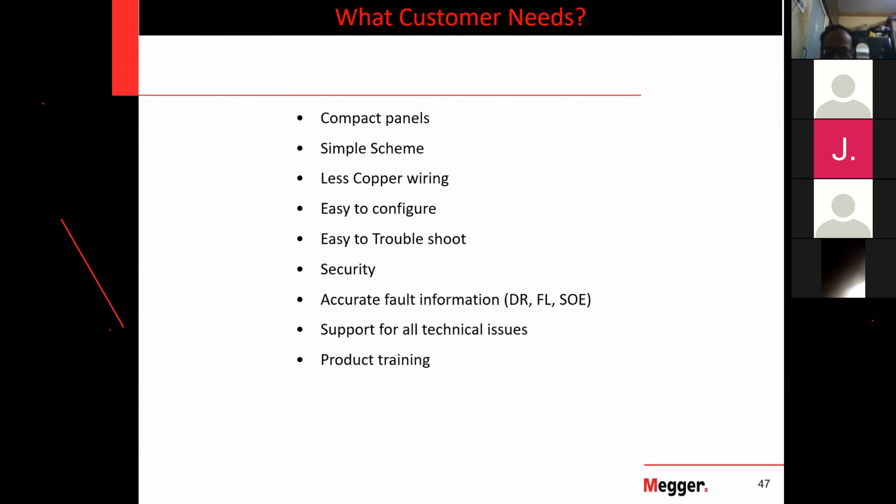Common requirements from customers. What customer needs is a compact panel, simple scheme, less copper wiring, easy to configure, easy to troubleshoot, security, accurate fault information, support for technical issues, and product training. So now, if you have been working in any one substation, or if you put yourself in the shoes of an operator, we will understand why all these things are required.